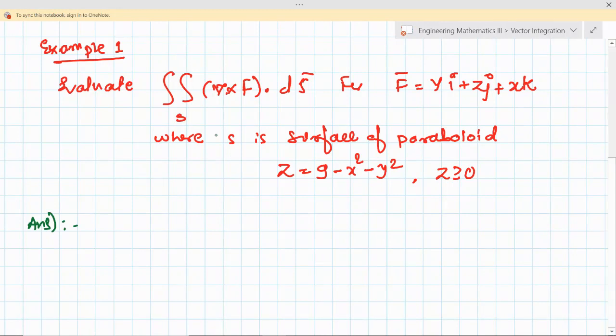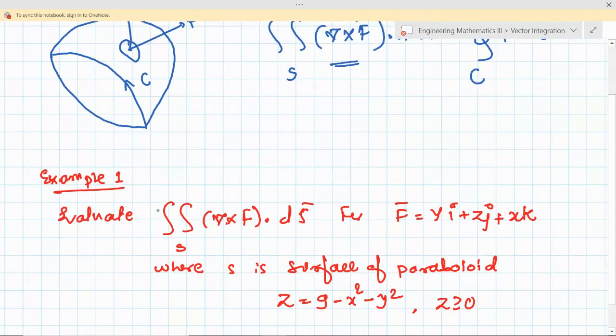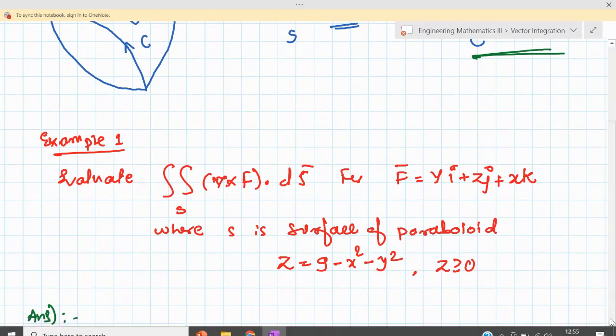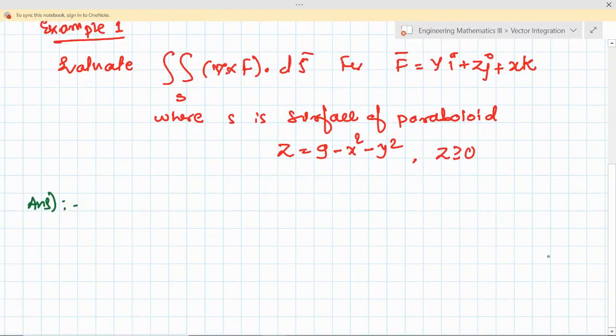For the surface integral we want del cross f bar. Just find del cross f bar. What is del cross f bar? For the surface integral we are not going to use Stokes theorem here. We will use Stokes theorem afterwards. First we'll find the surface integral without using Stokes theorem, because if we use Stokes theorem you need to calculate f bar dot dr bar. That we will also calculate, but before that let us see how the surface integral works here.